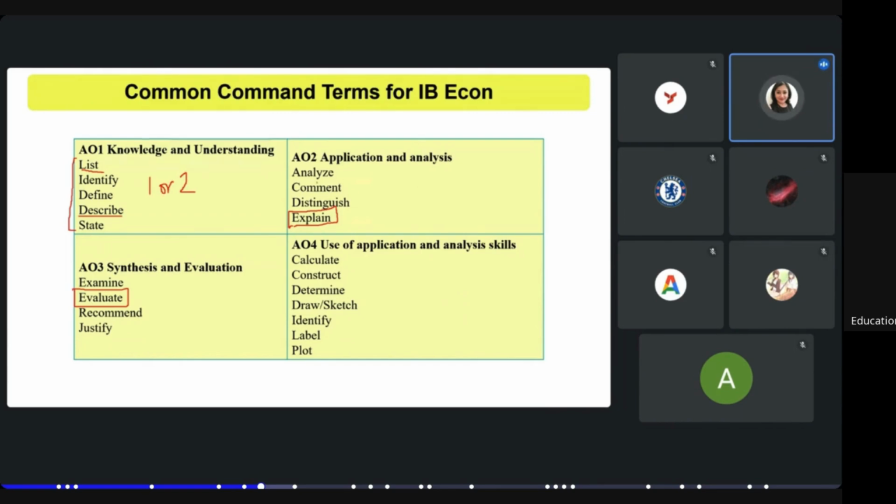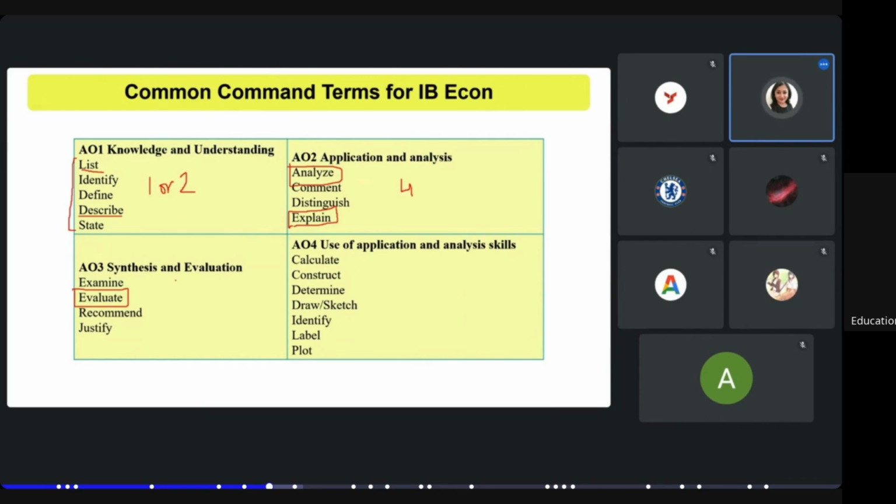Let's skip to AO2. AO2 are analyze questions, comment questions, distinguish questions, and explain questions. Explain and analyze being the most common ones for IB Econ. If you cannot remember this, remember that these are your 4-mark questions. In paper 2, they ask you to draw, for example, draw a negative externalities diagram and explain the impact. So the explain part is your AO2.